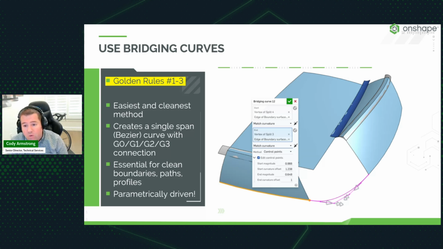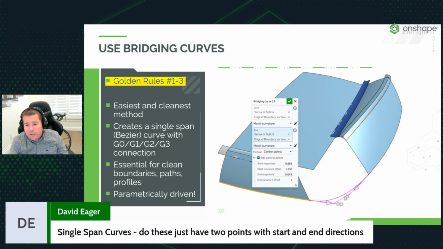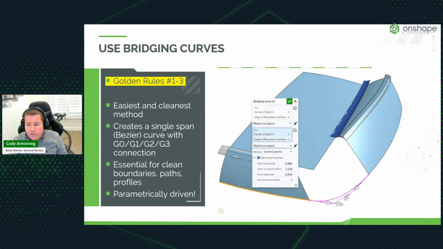And so it makes a great boundary for a boundary surface or a path or a profile even for things like a loft. And important to any parametric CAD system, but important to building good models, it's parametrically driven. It's referencing the geometry that's surrounding it. So if the surrounding geometry changes, naturally your bridging curve will update. It will update in a way that's predictable. And so I would say it's important to keep in mind, as you're doing this, the transitions are especially important.